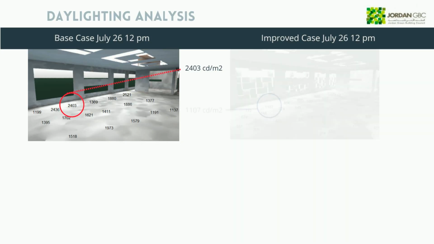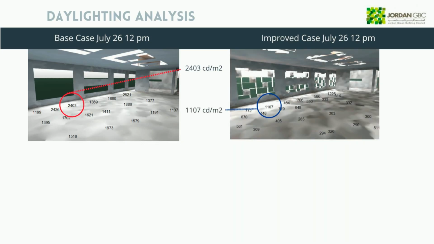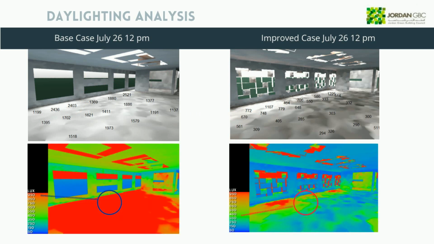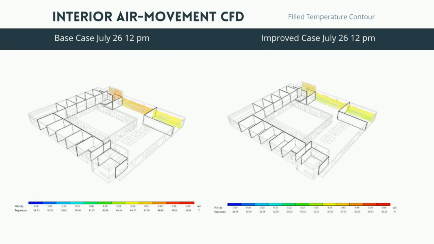Comparing the red spot in the base case to the blue spot in the improved case, there's a 46% reduction. The lux values in the improved case are better suited for less glare, yet they comply with the minimum of 270 lux by the Jordanian Green Building Code. As noticed in the image on the bottom right, the glare is reduced and the area has lux mostly between 250 to 550, where 300 to 500 lux is recommended for library.